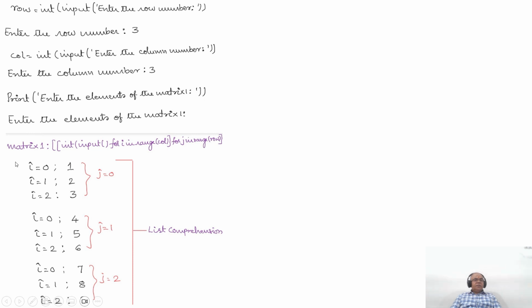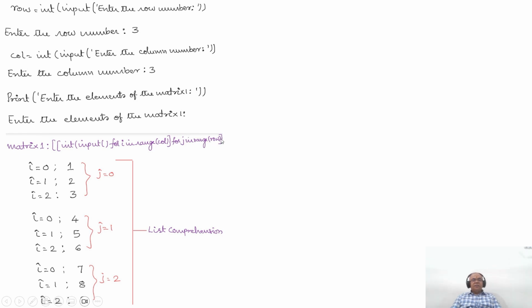The next line is the list comprehension, int(input()), that is the input I want to give, for i in range(column), for j in range(row). So first it will fill the columns. When i is equal to 0, it is 1. When i is equal to 1, it becomes 2. When i is equal to 2, it becomes 3. So this is the input you are entering, 1, 2, 3, and this 1, 2, 3 will be filled in i equal to 0, 1, 2, that is the first three columns.